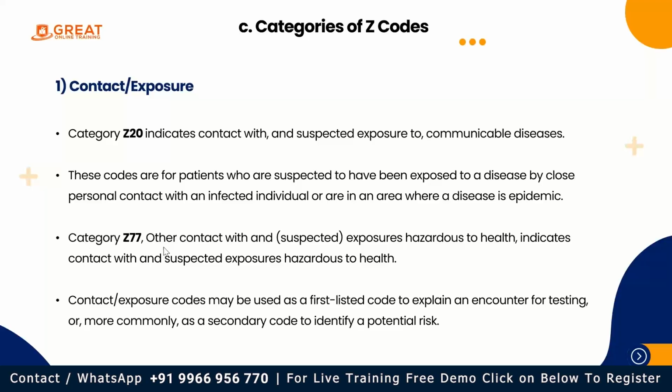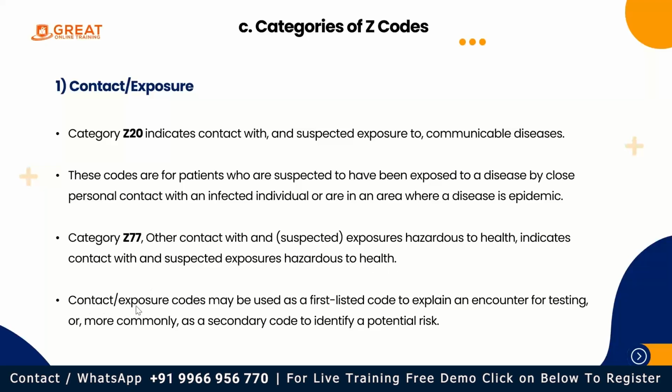Category Z77, other contact with and suspected exposures hazardous to health, indicates contact with and suspected exposures hazardous to health. So Z20 is for those patients who are suspected to have exposure to a disease, and Z77 is for other contact with or suspected exposure hazardous to health.